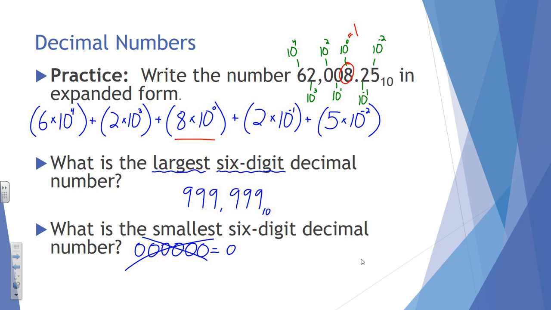We have to have some reason to have that 6th place, and so that must be our smallest non-zero digit, which would be a 1, and the rest of the digits could be zeros. And so the smallest 6-digit decimal number we can have is 100,000. Anything smaller than that, which would be 99,999, would only be a 5-digit decimal number.